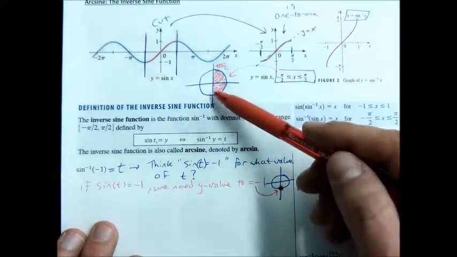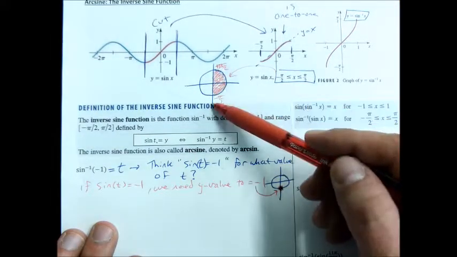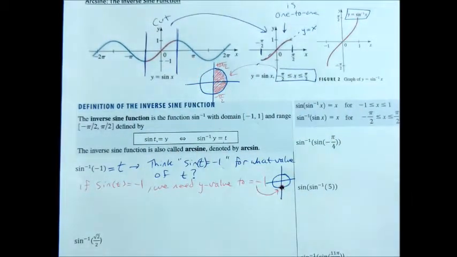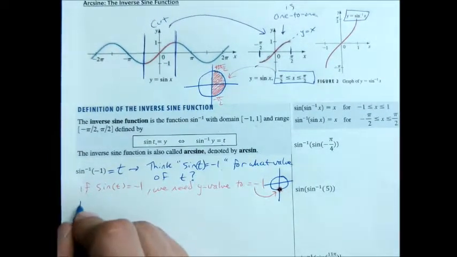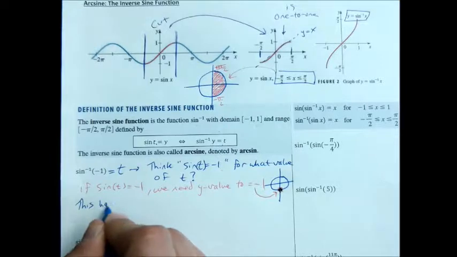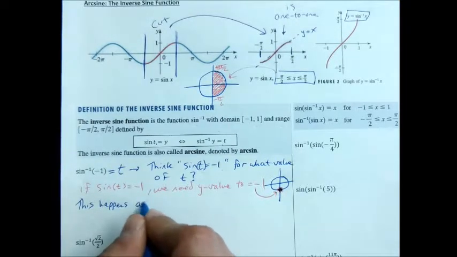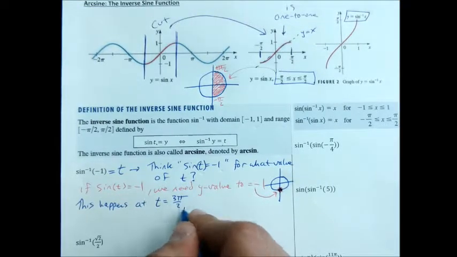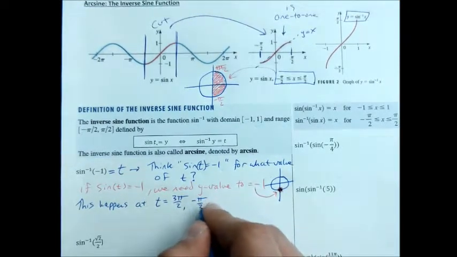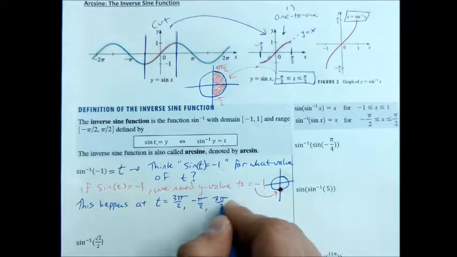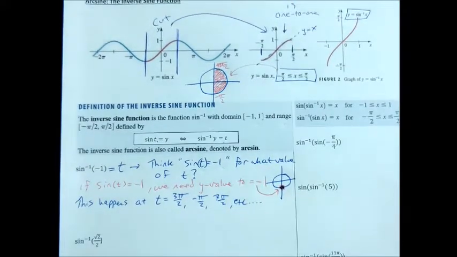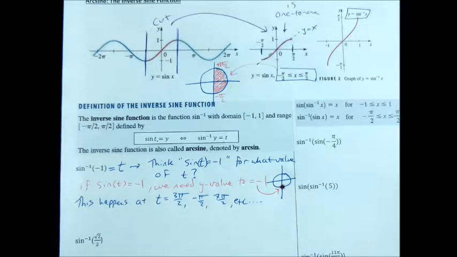But we need to pick one that's between minus pi over 2 and pi over 2, because that's the piece that we're thinking about. And so let me write that down before we get the answer. I'm trying to be very detailed about that. So we want the y value to be negative 1. This happens at lots of t values. At t equals 3 pi over 2, minus pi over 2, 7 pi over 2, etc. There's infinitely many different t values that would put us on that spot.